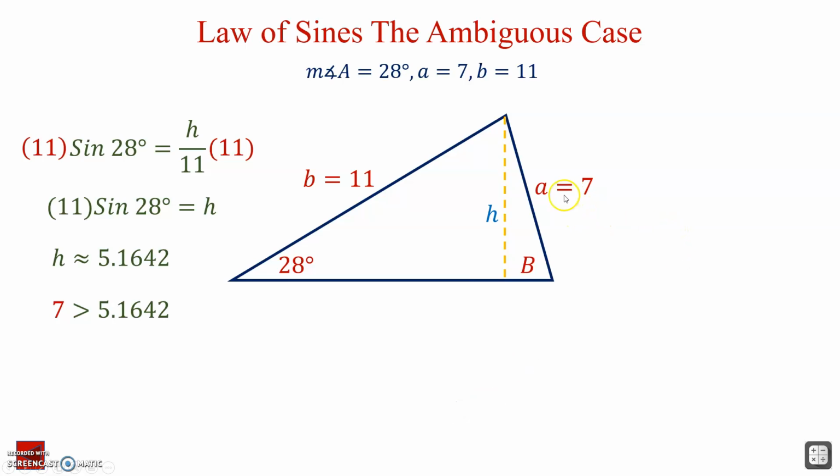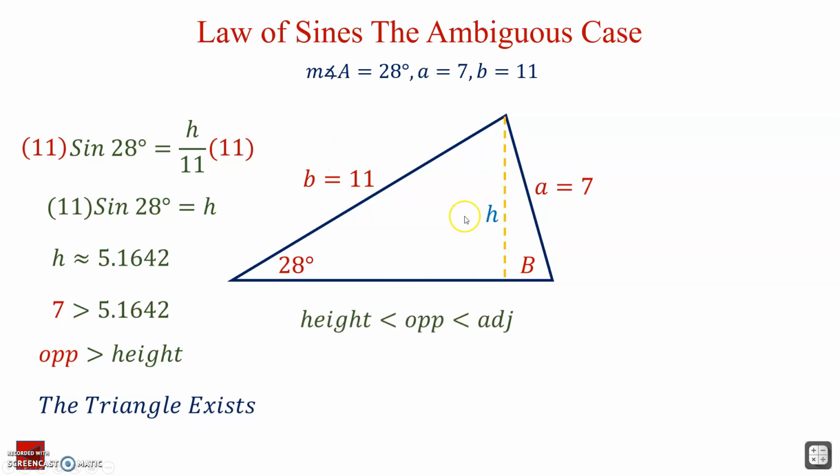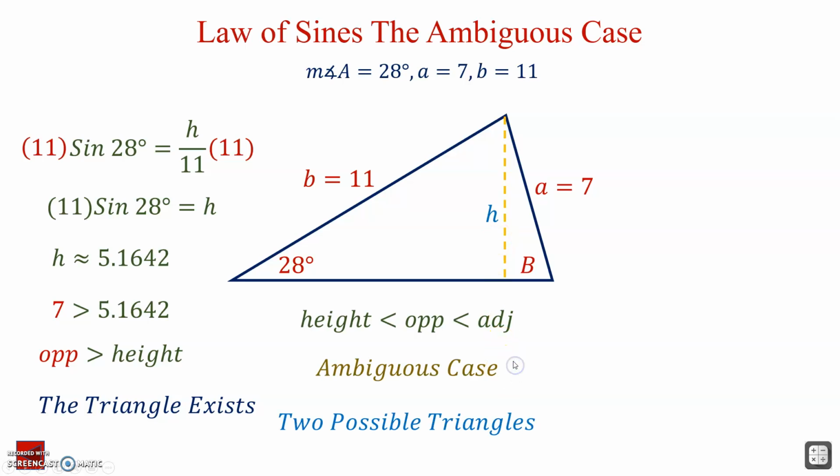So that means a is greater than h. The opposite is greater than the height, which means a triangle will exist. When we look a little closer, the height is less than the opposite, which is also less than the adjacent. Very unique situation. In that case, this was one of the ambiguous cases that gave us two possible triangles.